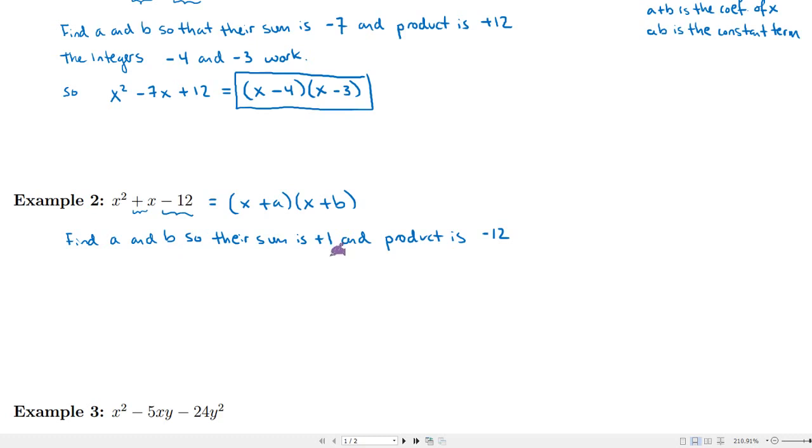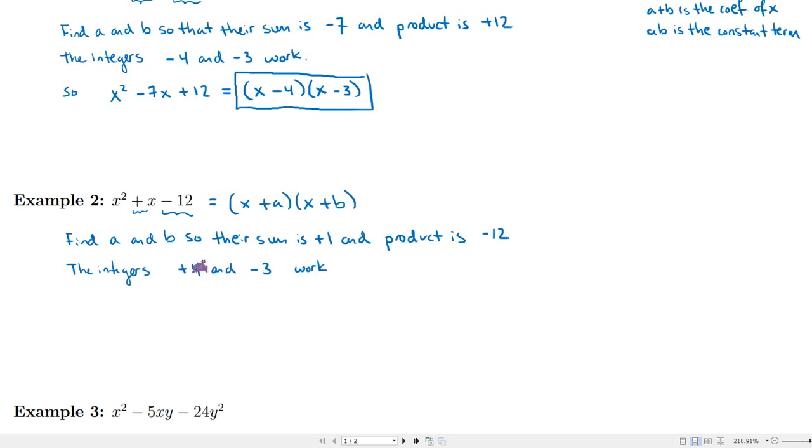So can you think of the solution in this case? So the integers positive 4 and negative 3 look like they work, right?